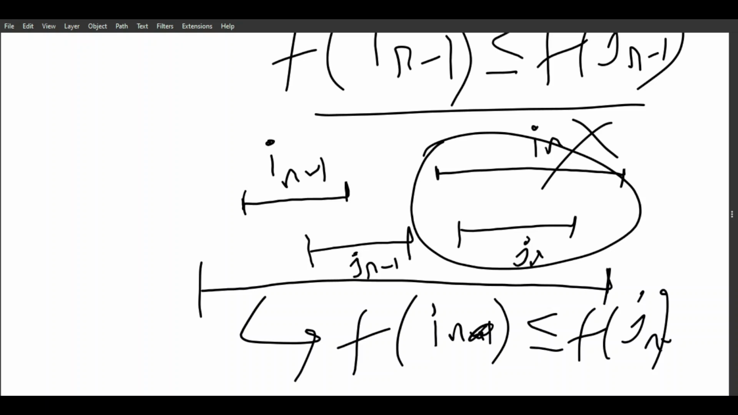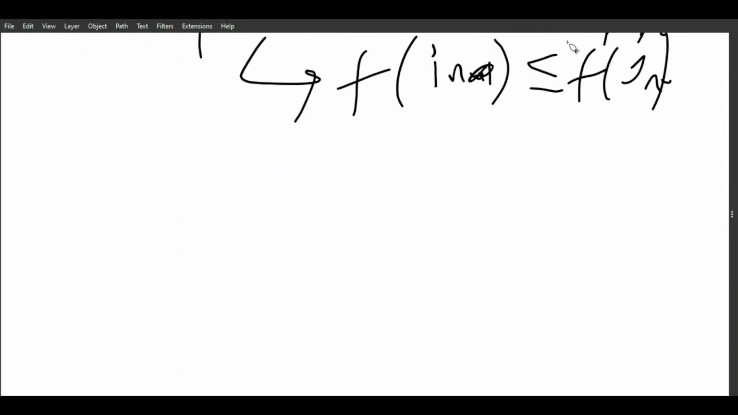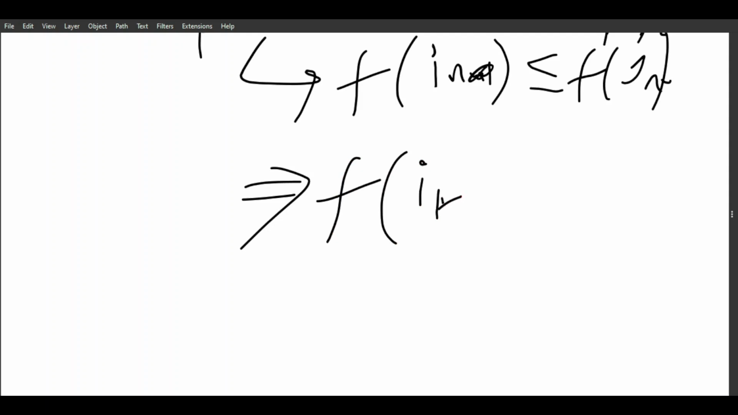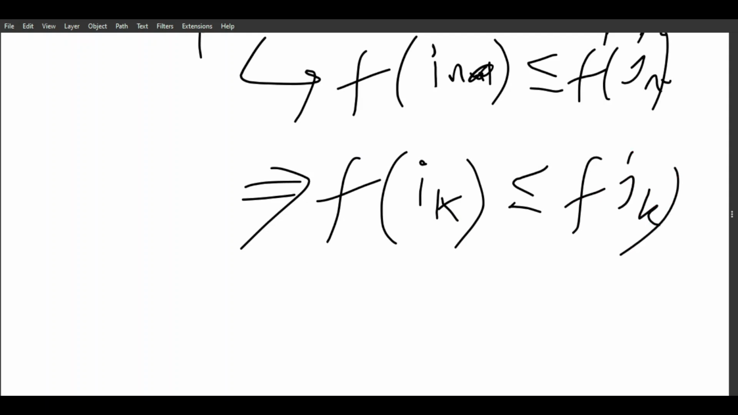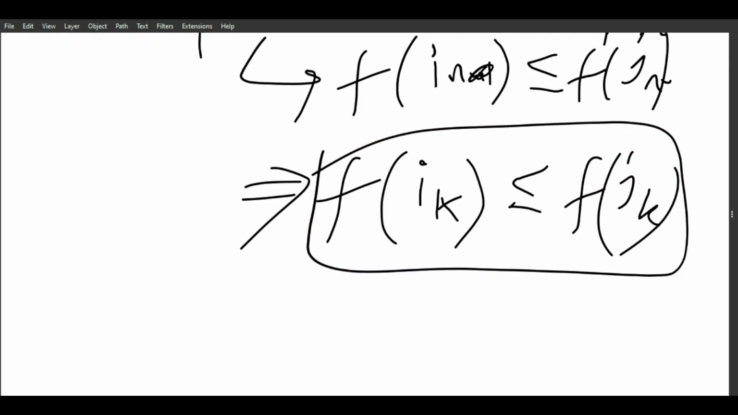So now what does it mean? It means that finally, applying this for the kth interval, we get that the finish time of Ik is at most Fjk. Now we observe this. So now we ask the question, can we have more elements in our set? And again we get some contradiction.